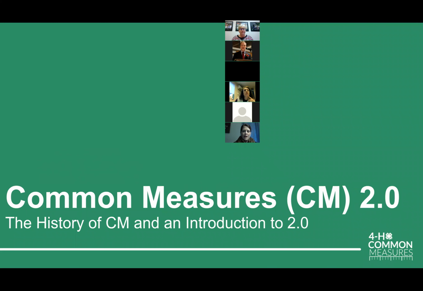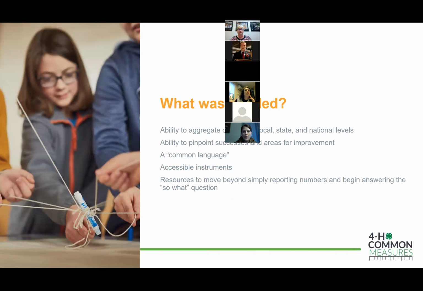Okay, so we're going to kick off with a little bit of background and some history about Common Measures in general and how we've gotten to what today we refer to as Common Measures 2.0. So big picture, what was needed by the 4-H system? Back in 2012 and the years leading up to it, we were lacking the ability to aggregate data locally, at the state level, and even bigger at the national level.